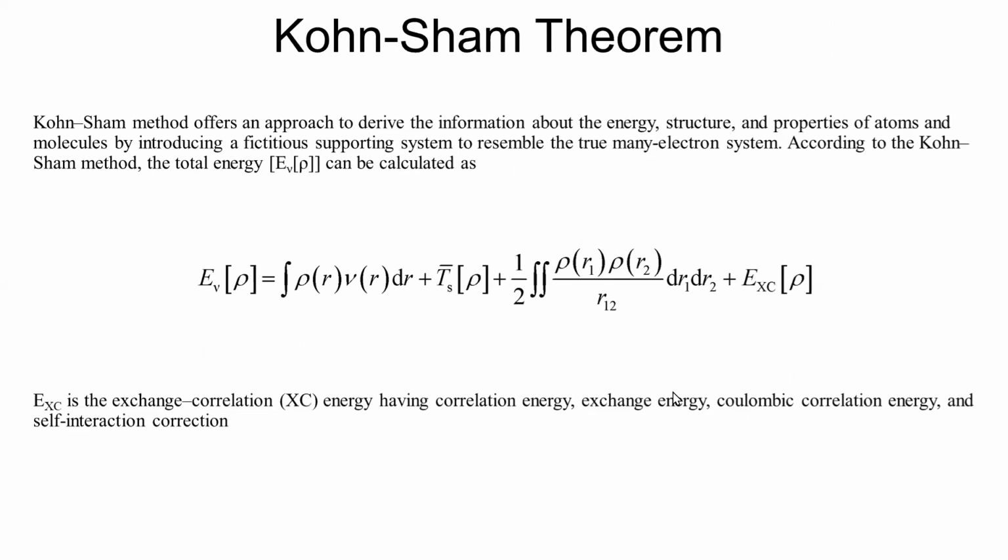Now, moving towards after the Hohenberg-Kohn theorem, the Kohn-Sham theorem takes place. So Kohn-Sham methods offer an approach to derive information about the energy, structure, and properties of atoms and molecules by introducing a fictitious supporting system to resemble the true many-body electron system.